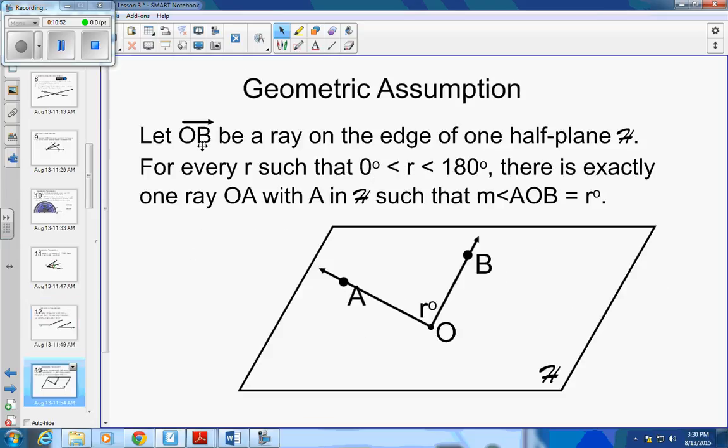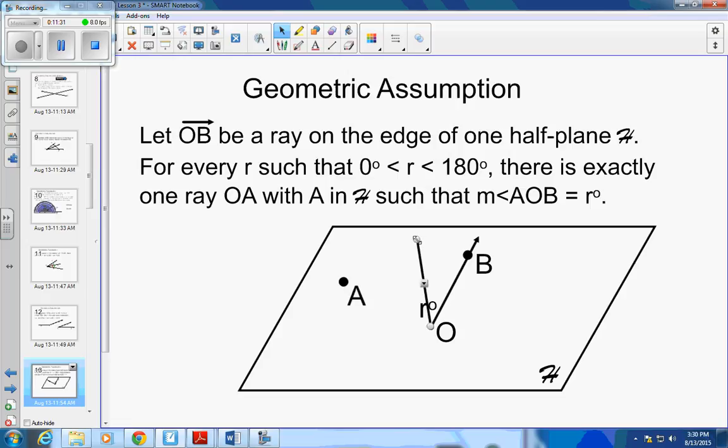Okay, if ray OB is a ray on the edge of one half plane H, so here's H, and we use a rectangle or a parallelogram to represent a plane, and so I put this ray OB on there to split my plane. Then for every set R, a measure of degree, there's exactly one ray. So if R were 12 degrees, then I would have one ray at 12 degrees. And there would only be one ray at 12 degrees on a half plane. I could do another 12 degrees, but that would be on the other side of the ray, so it would be in the other half plane.